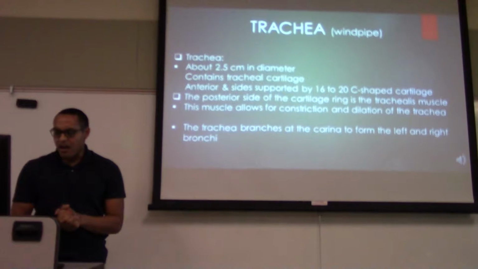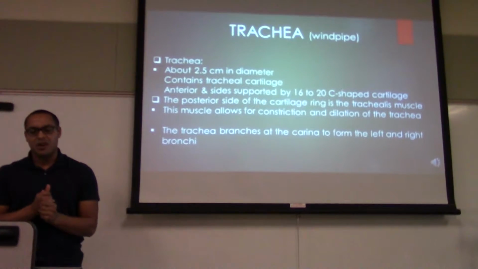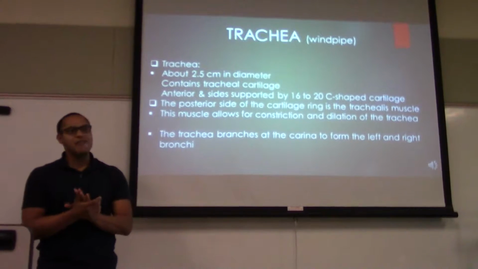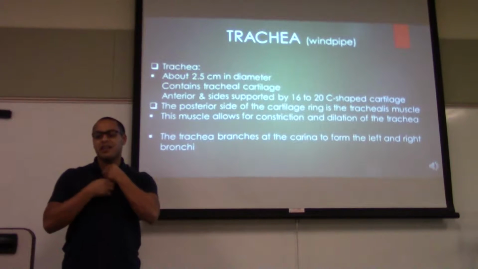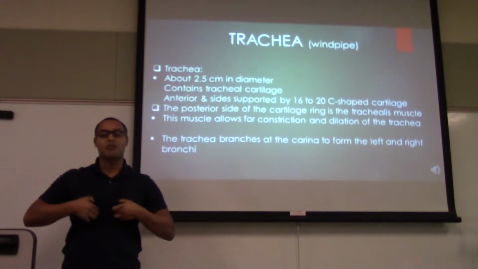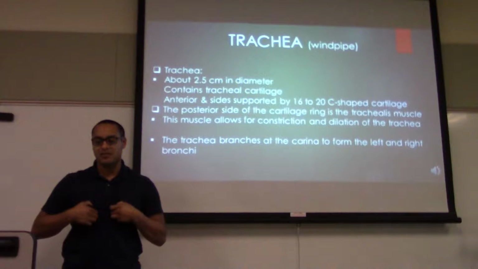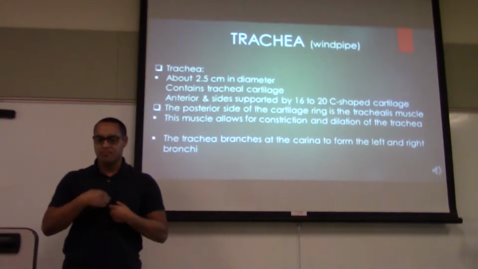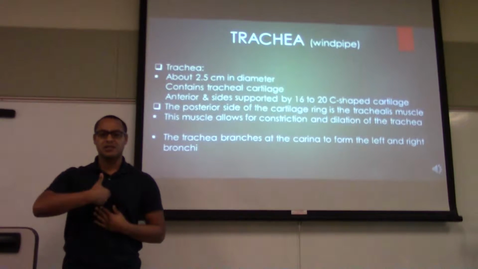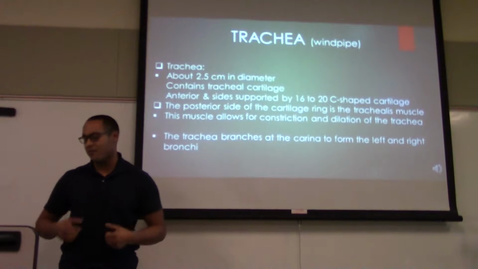Good to know. Also, the trachea branches. I think I have a picture next. The trachea travels here and then it branches out to the left and right primary bronchus. It's called the carina. And it's about, I think, the xiphoid process right here. I think that's where it branches off.